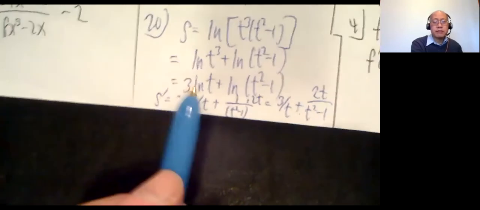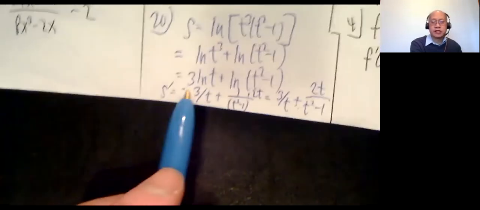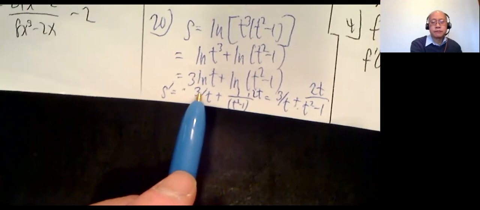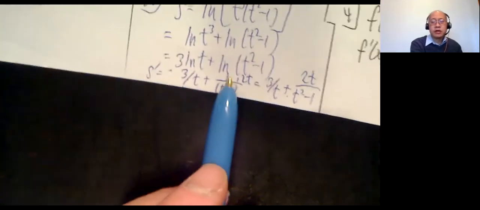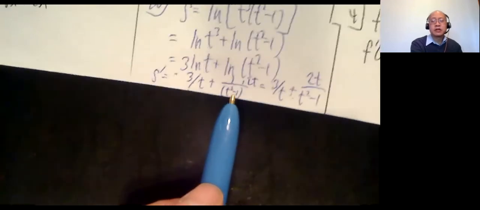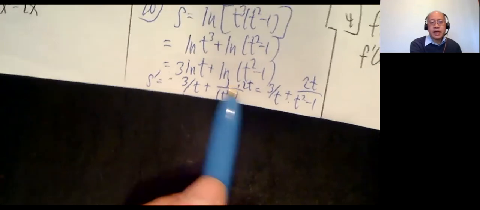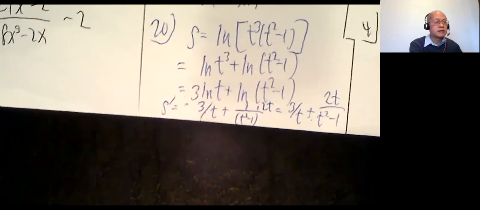All right, so S prime, 3 times 1 over t. Well, 3 times 1 over t is just 3 over t, right? And this one, 1 over t squared minus 1 times the derivative of t squared minus 1, 2t. And yeah, 1 times 2t is just 2t. So final answer, 3 over t plus 2t over t squared minus 1. And you can just leave it like that.